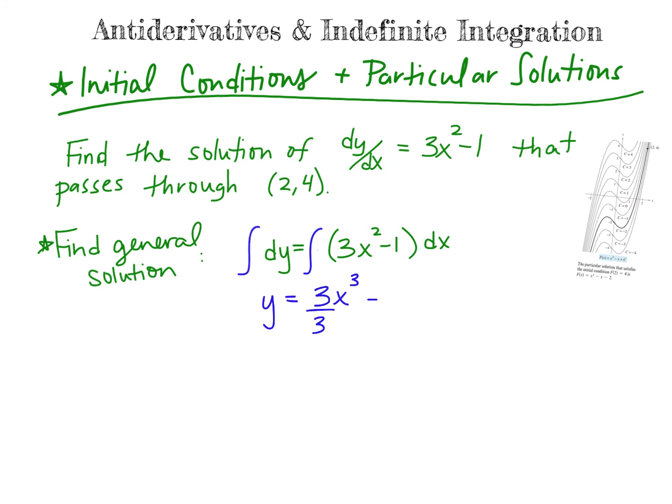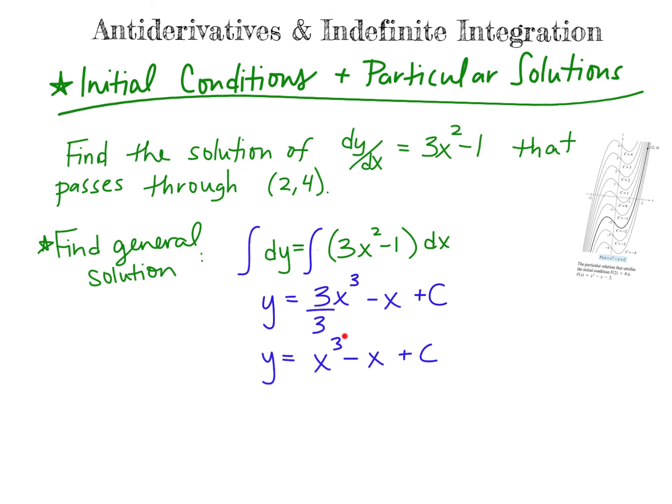Then here, the integral of just 1 dx is just negative x, or minus x here, because it was minus 1. Then, of course, we still have a plus c. So simplifying, we'll have y equals x cubed minus x plus c. I'm going to check that really quick by taking the derivative here and making sure that it's 3x squared minus 1.